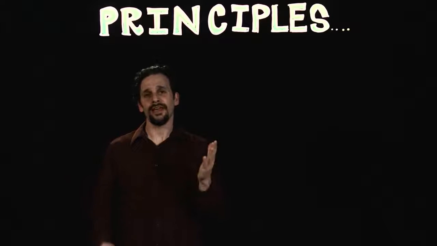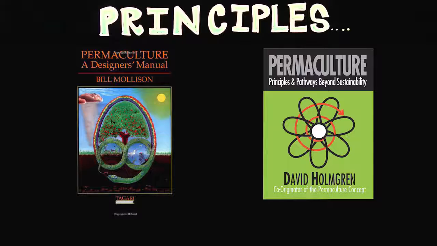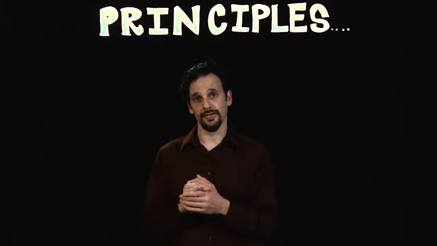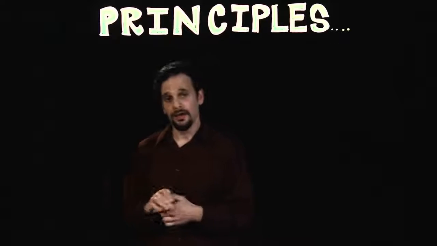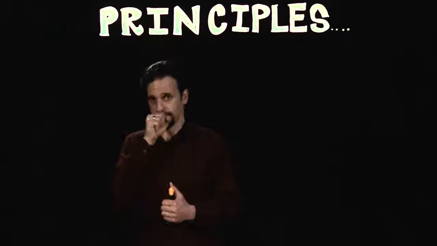We've arrived at the final element of the permaculture decision-making matrix, the Permaculture Design Principles. Here are my two favorite books, which are the source of the principles. Bill Mollison included a comprehensive list of principles in the Permaculture Designer's Manual. And later on, David Holmgren consolidated and repackaged the principles into 12 in his book, Permaculture Principles and Pathways Beyond Sustainability. So for simplicity's sake, I'll present to you Holmgren's 12 principles.